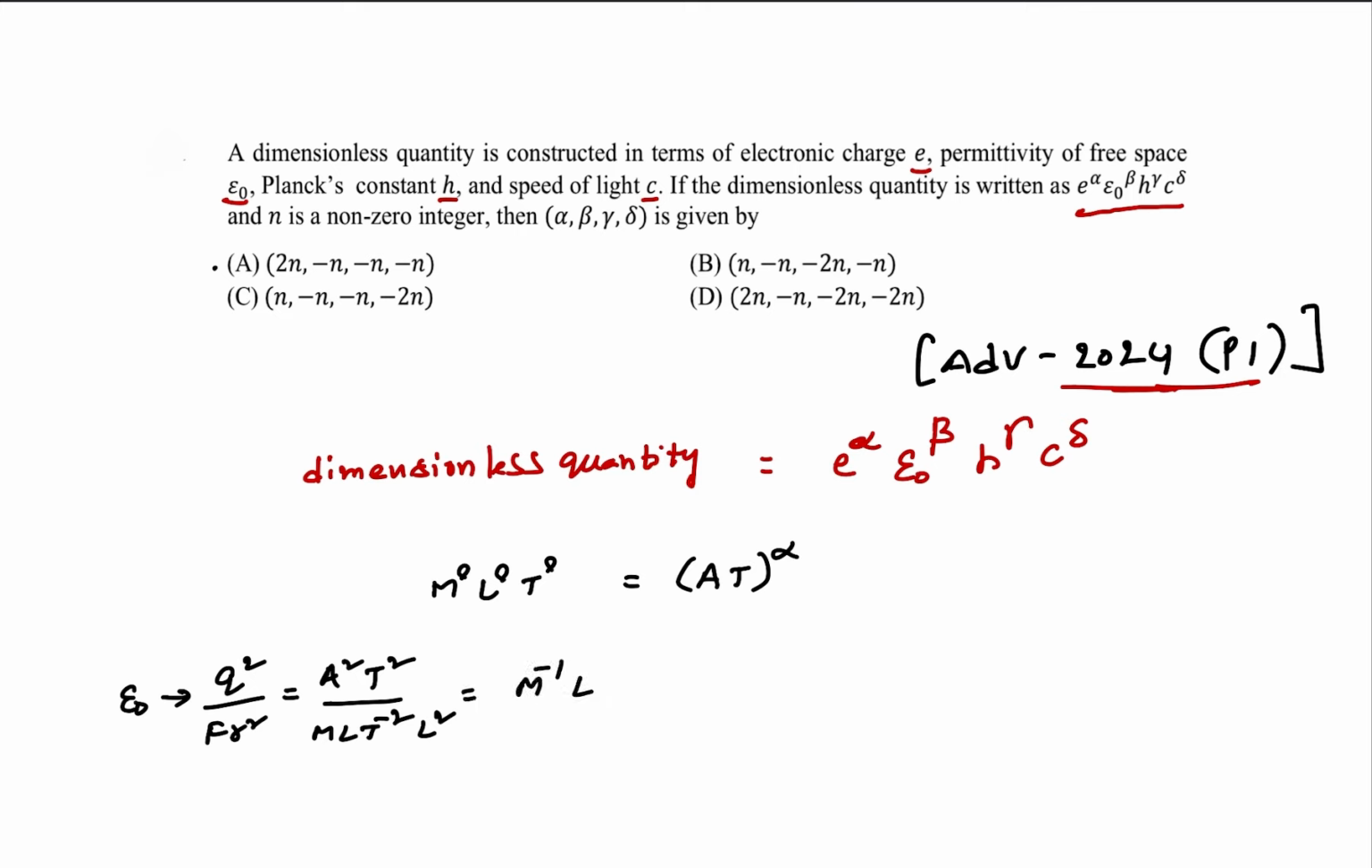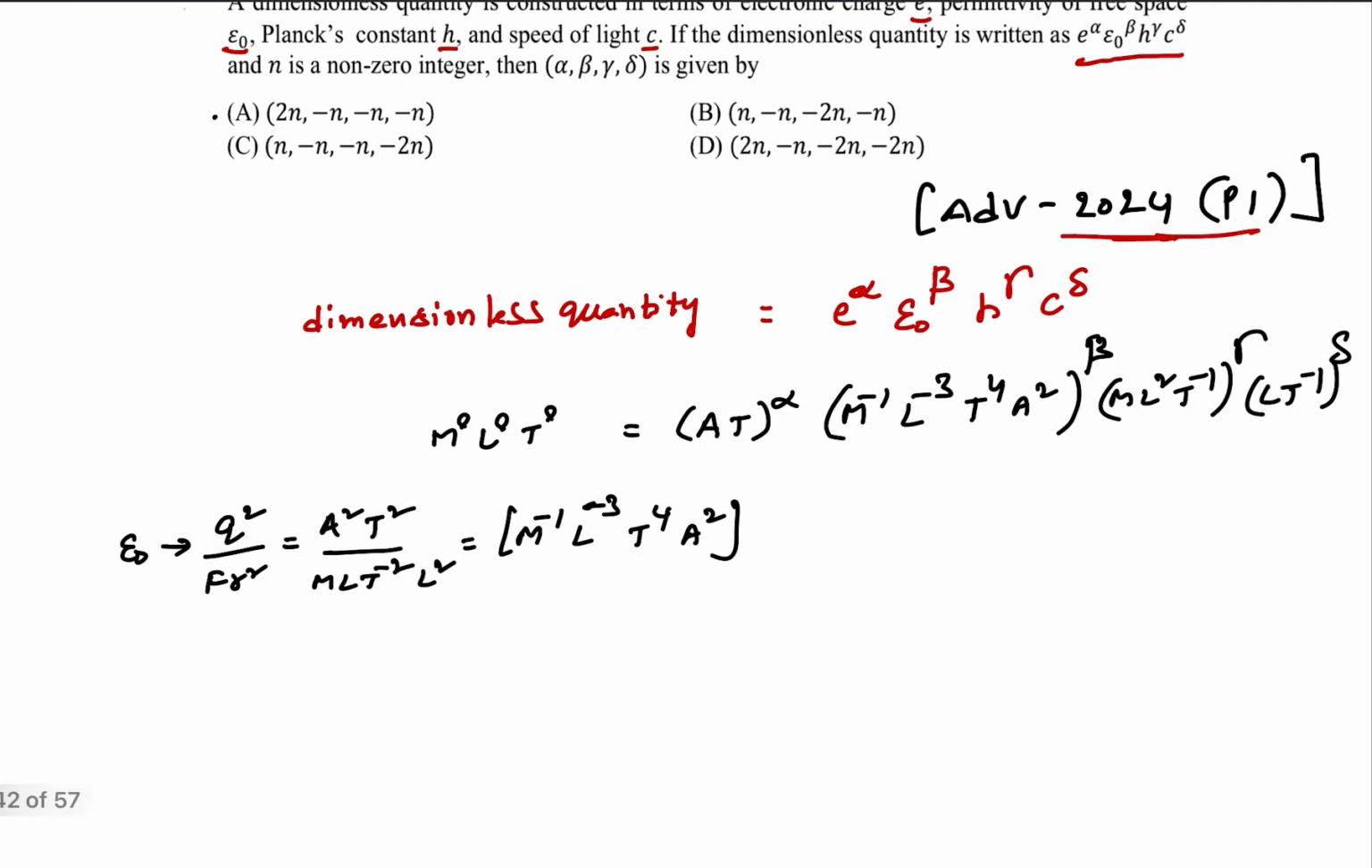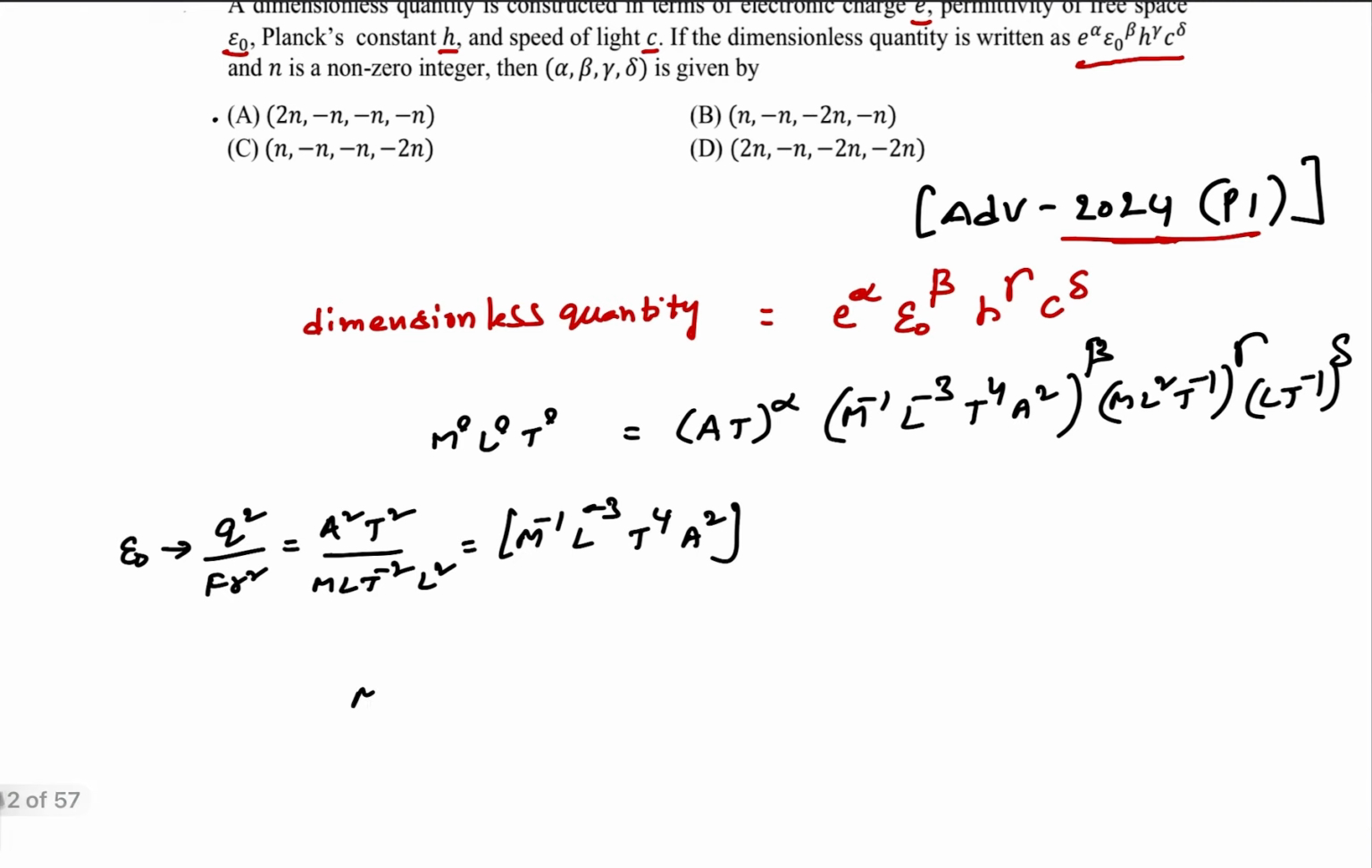So finally you can get the dimension of epsilon naught: M^-1 L^-3 T^4 A^2. This is the dimension I am writing here: (M^-1 L^-3 T^4 A^2)^beta. And next one is Planck's constant, (M L^2 T^-1)^gamma, and c is (L T^-1)^delta.